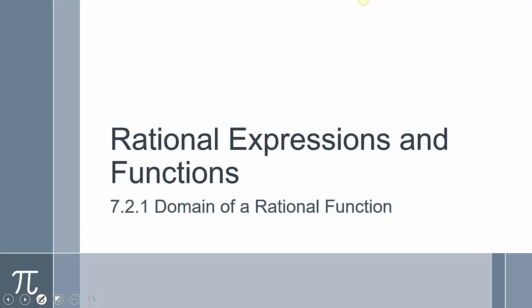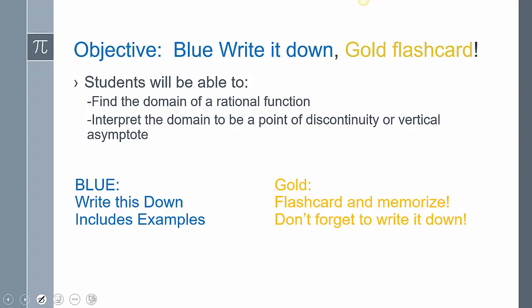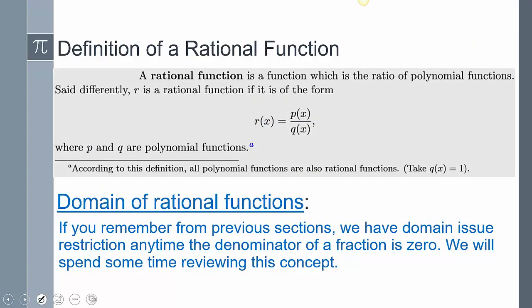This is section 721. We're going to take a look at the domain of a rational function. So we're going to find the domain of a rational function and interpret the domain to be a point of discontinuity or a vertical asymptote. Now, in its basic form, a rational function is just a function where you take one polynomial and divide it by another polynomial. So we have a polynomial on top and a polynomial on the bottom.